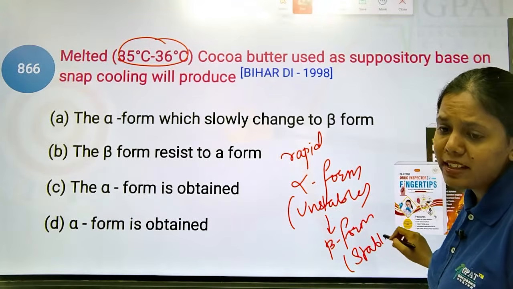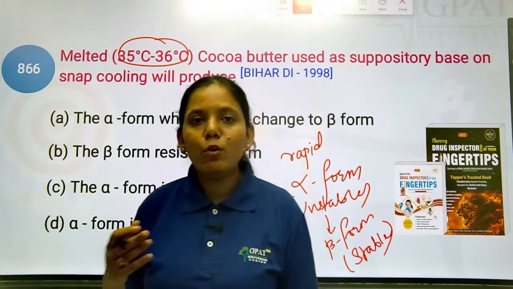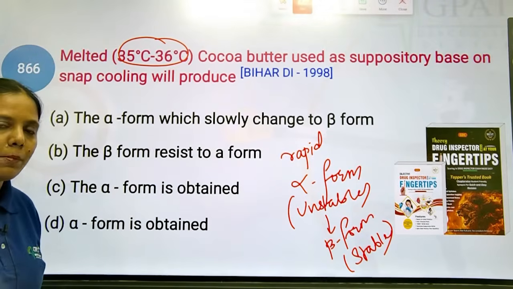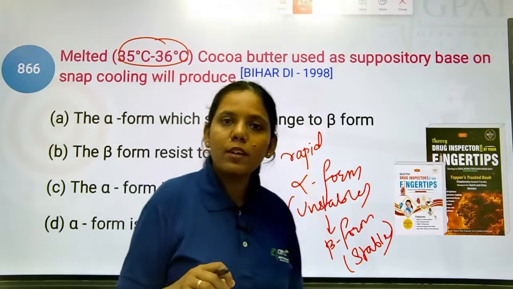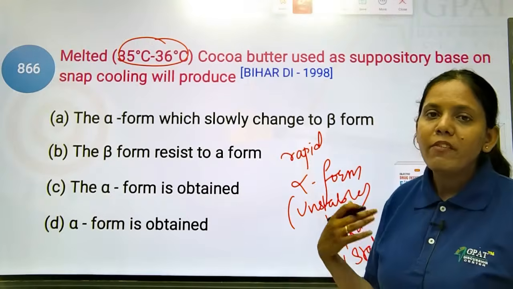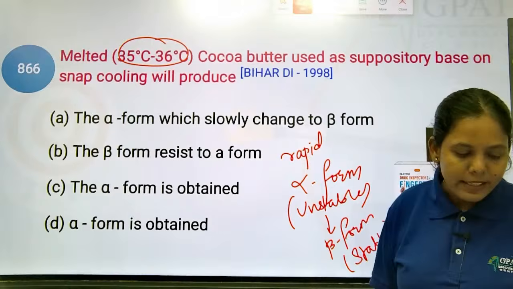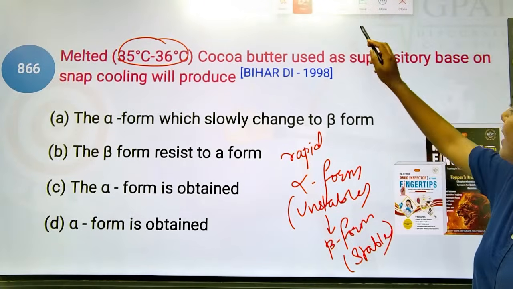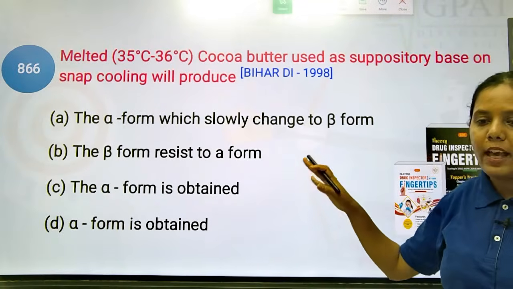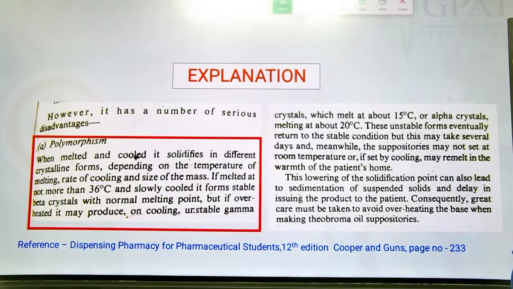Beta form is the stable form, and you know that a material or substance tends to come to the stable state only, whether it is a molecule or any substance. So when you rapidly cool the suppository base, initially it will form the alpha form, which is nothing but the crystalline form, and then it starts getting converted into its beta form. Okay? So that is the reason. And not only D, remember, slowly changes to beta is also there. So very good, that option is the right answer.